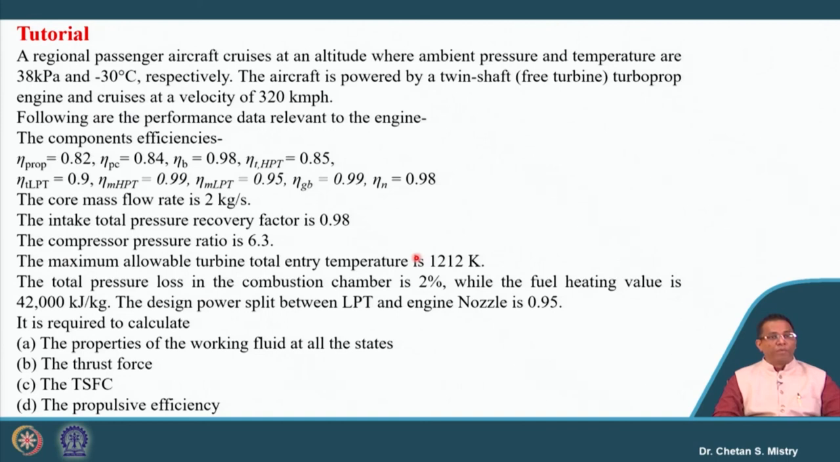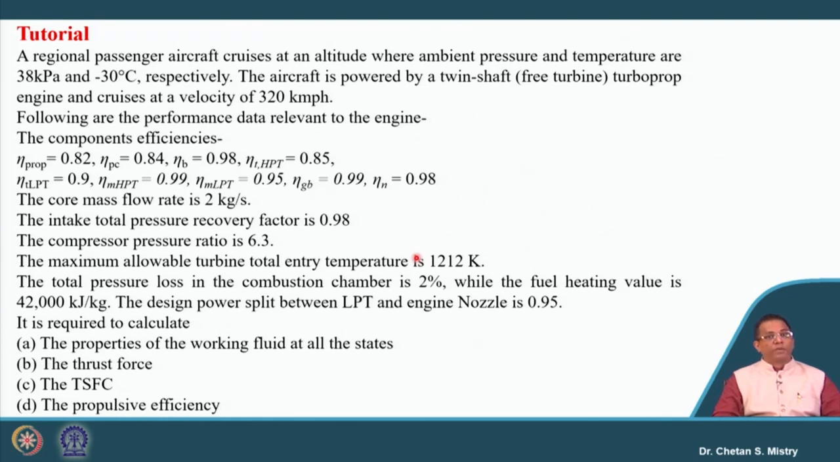The following data are available: the propeller efficiency is 82%, compressor efficiency is 84%, burner efficiency is 98%, efficiency of the HP turbine is 85%, efficiency of the LP turbine is 90%. Consider mechanical efficiency as 99% for the HP turbine and 95% for the LP turbine. Gearbox efficiency is 99%. Nozzle efficiency is say 98%. Now here in this case, the core mass flow rate is given. It is 2 kg per second.